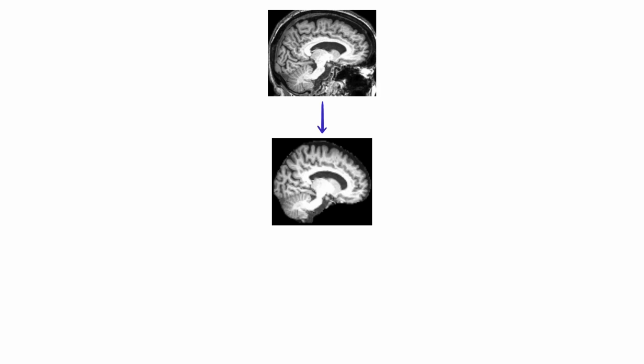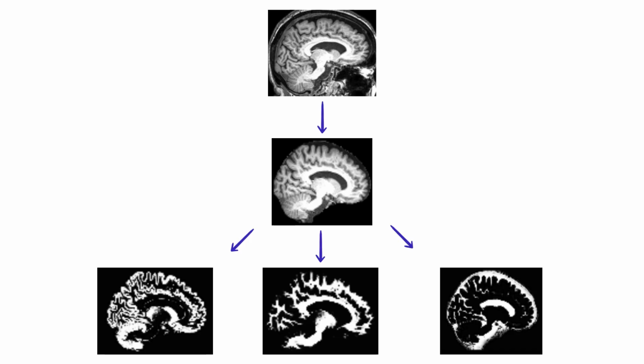First, we took our MRI images. We removed the skull from the images to keep only the brain. Then we calculated the probability maps of the three different substances: gray matter, white matter, and cerebrospinal fluid.